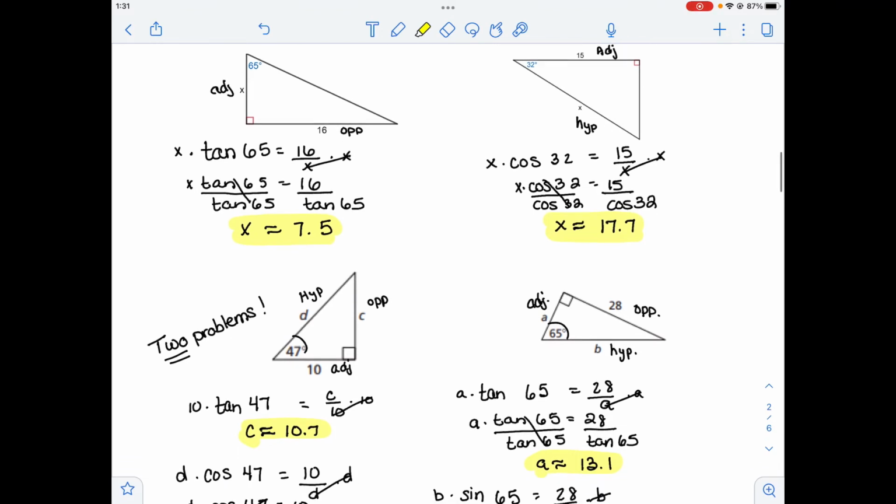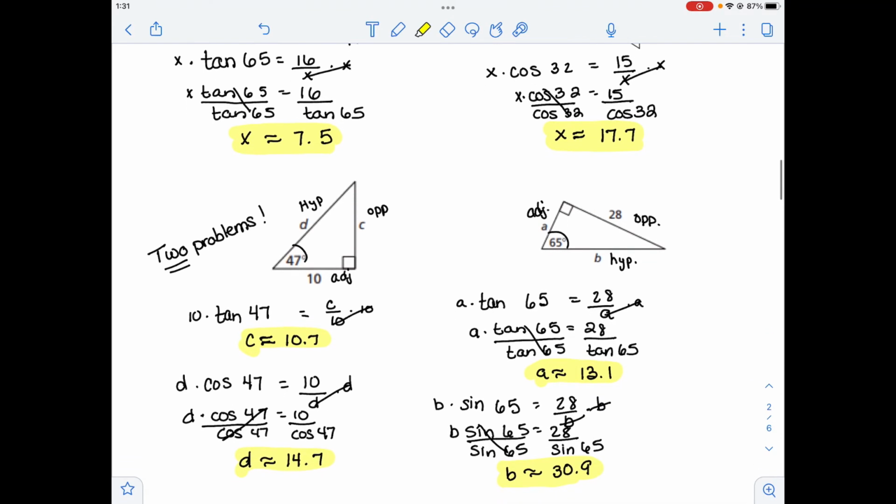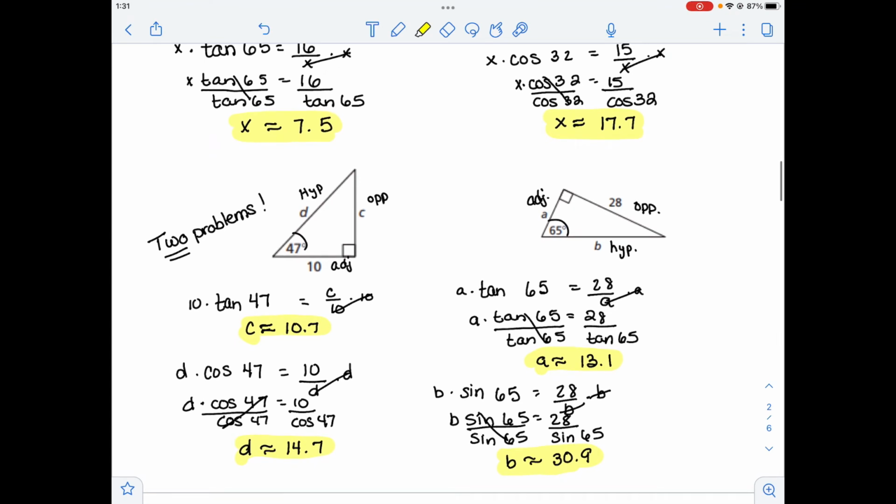And then on the last two, we actually had two problems because we had two unknowns. I do not recommend, once you find one of them, say for example you found C first, using that to help you find the other missing variable, because you're rounding, and if you made a mistake, that mistake will just get bigger and continue. So always use your different relationships to find it.